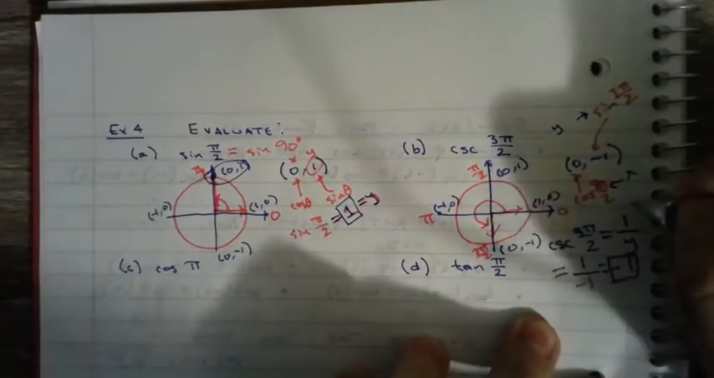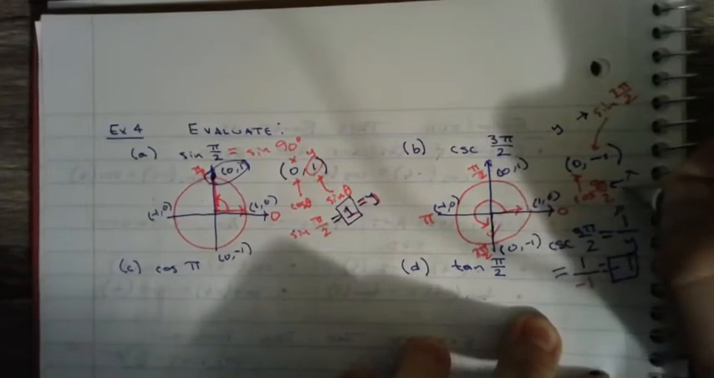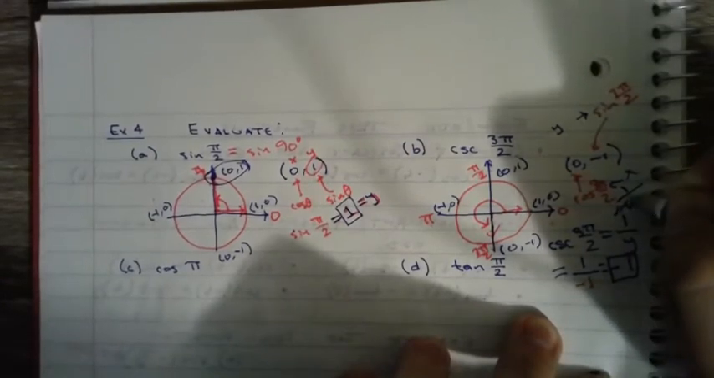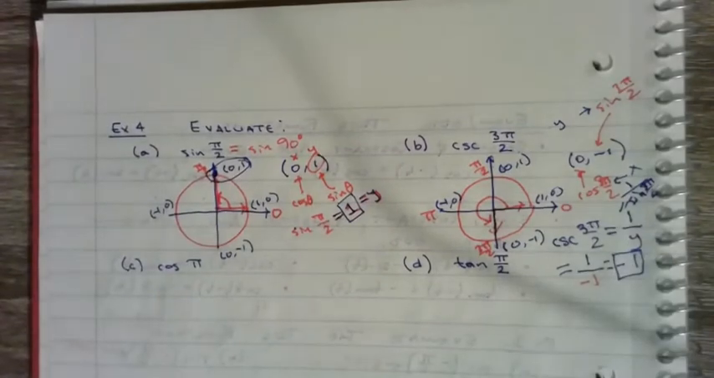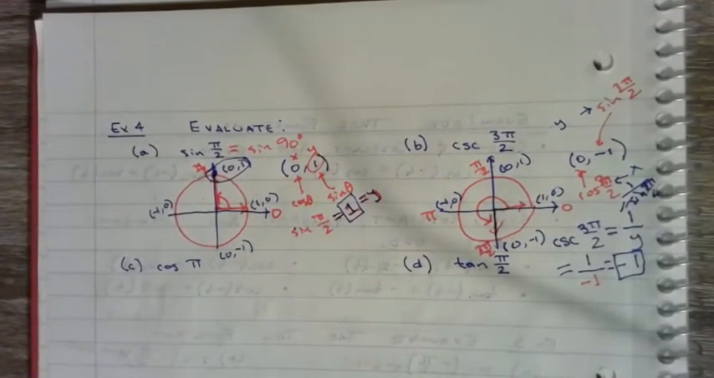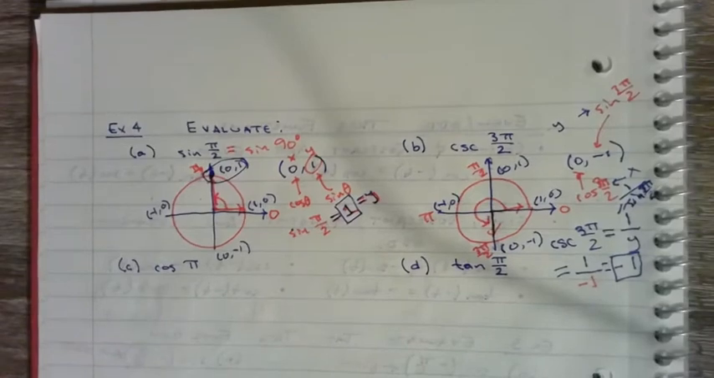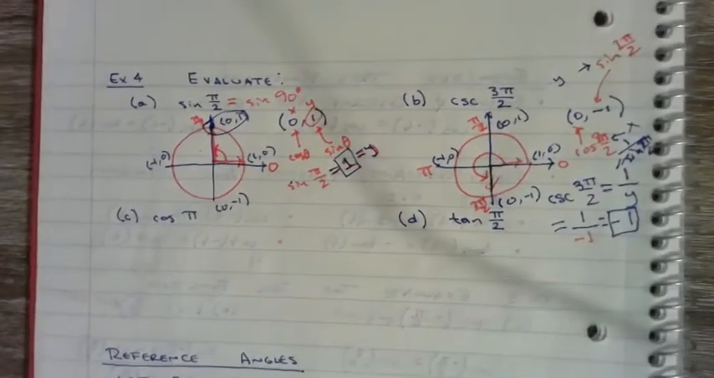If you want to make this fancy, this thing right here is the same thing as 1 over sine of 3 pi over 2. I know you can barely see it right there, but it's 1 over sine of 3 pi over 2, in case you want to keep note of that, okay? Alright, so that's that. Let's continue to C.